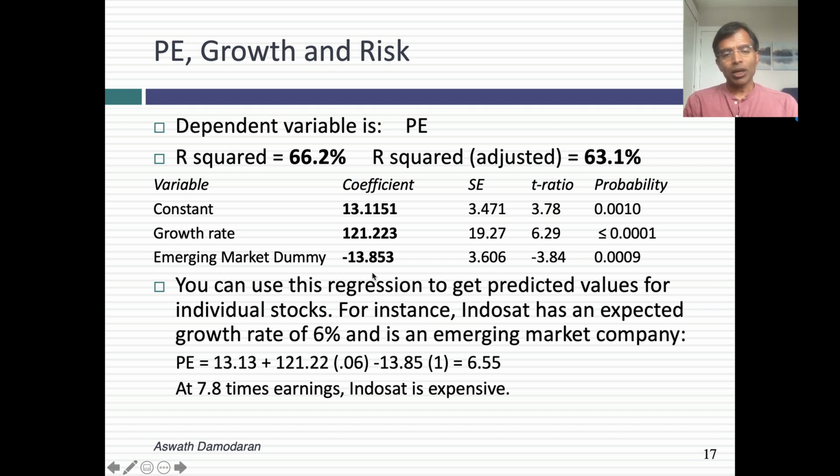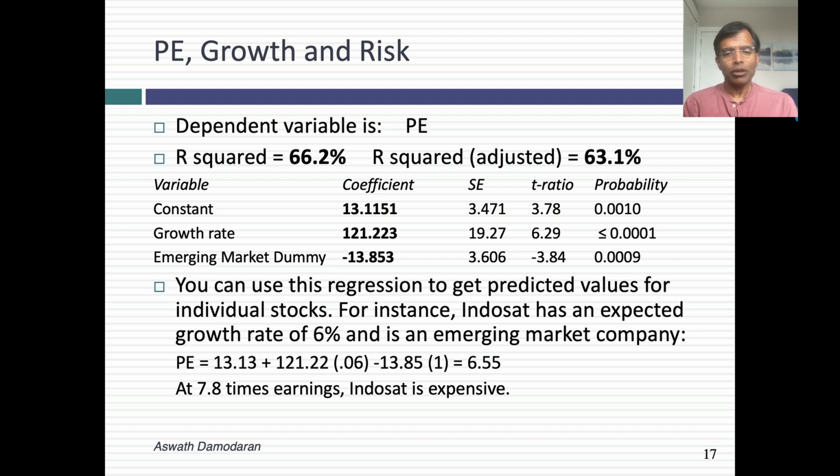But let's look at the emerging market dummy. Remember, this was a number that I set to 1 for all the emerging market companies and 0 for the developed market companies. The coefficient is minus 13.85. What does that mean? If I have two companies with the same growth rate in 1997, and one is a US or a European telecom company, the other is an emerging market telecom company, based on how the markets were pricing these companies, the emerging market company will have a PE ratio 13.85 lower. The T statistic on that is also significant. The regression passes at least the minimalist test.